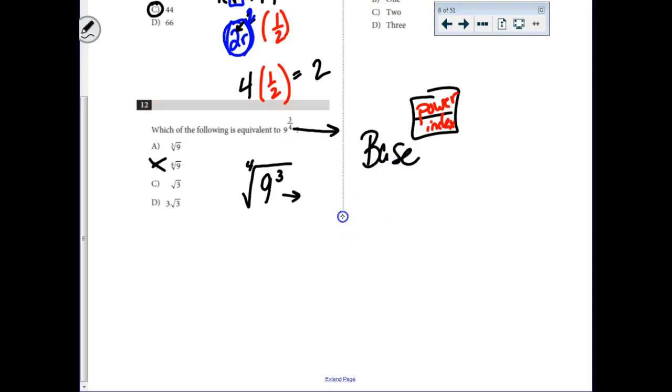How about that? Let's take a look at what we're going to do though. So we're thinking it's one of these two, which means I need to change my 9 to a 3 somehow. I think we got this, guys. Isn't 9 just 3 squared? Yeah. So if you thought of this as 3 squared with a 4th power on top of that squared, this is really the 4th root of 3 to the 8th power.